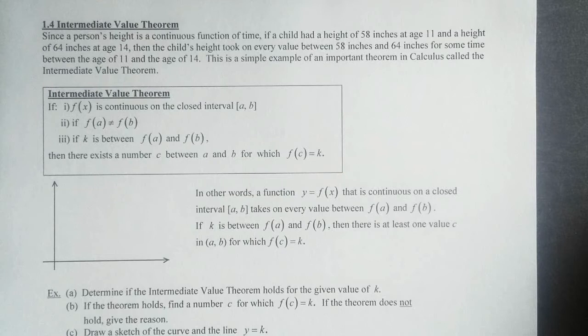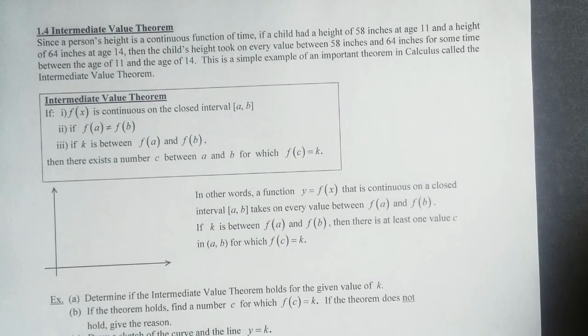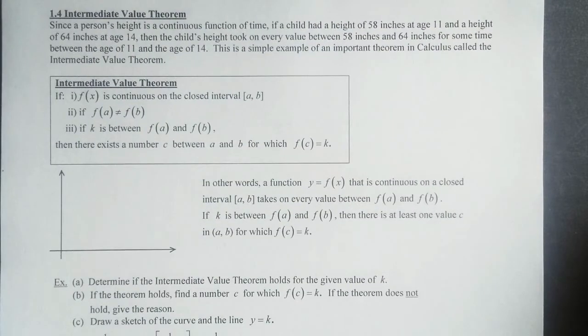What this is telling you is the function must be continuous, because the child suddenly is not going to jump from one height to the other. So, as you can see, the intermediate value theorem has three statements.